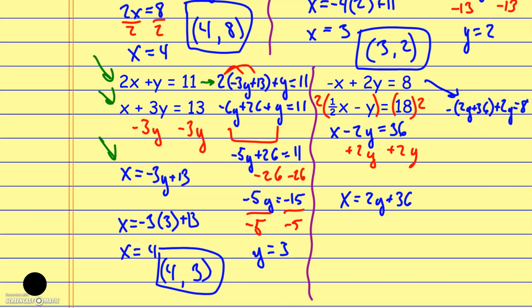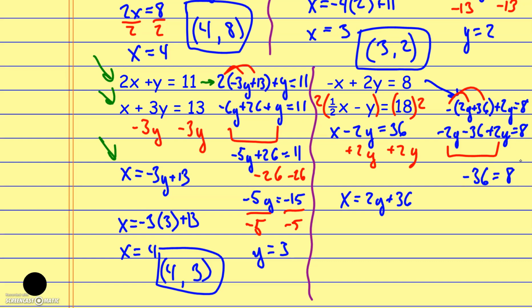And when I do that, I have to distribute this negative. So I'm distributing the negative. That's going to give me negative 2y minus 36 plus 2y equals 8. From here, I have to combine the like terms. So I'm going to combine like terms, the negative 2y and the positive 2y. Those cancel out, so I'm just left with a negative 36. Over here, I still have the 8.